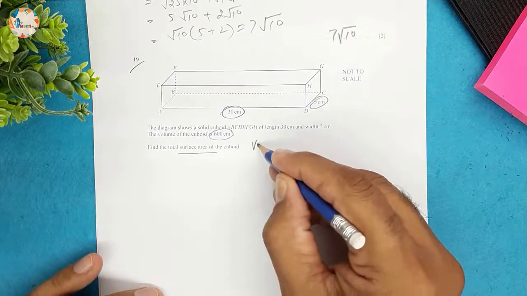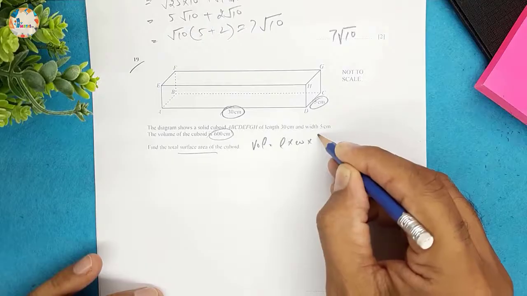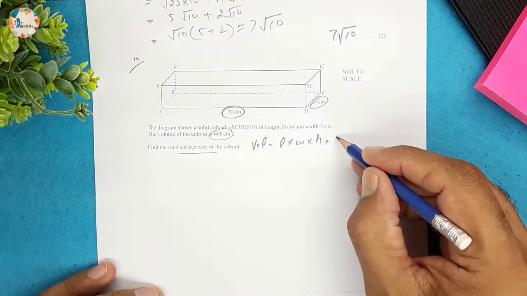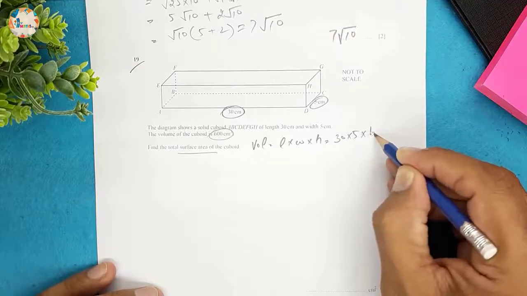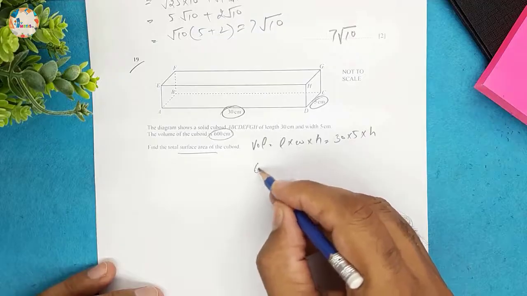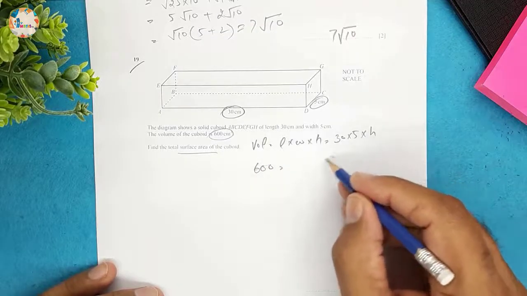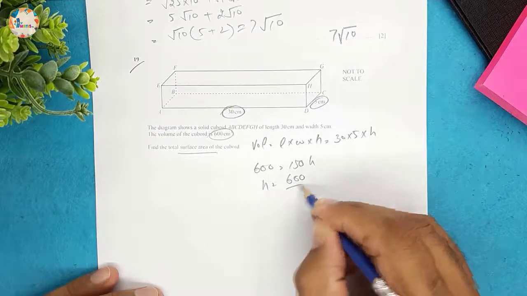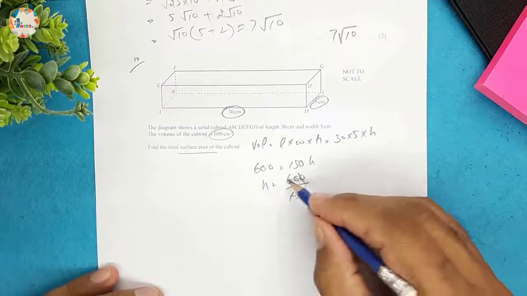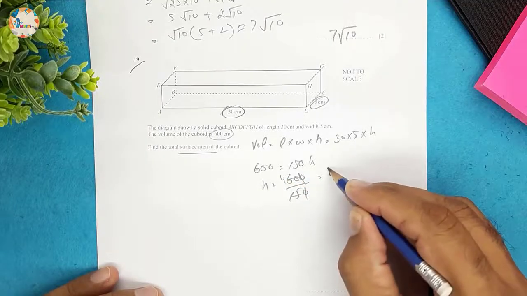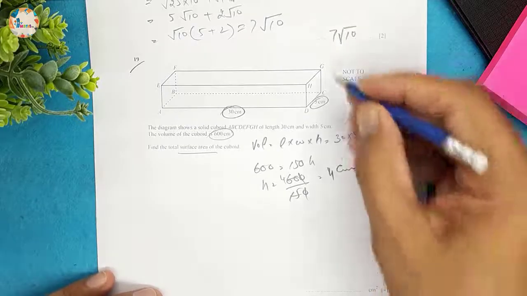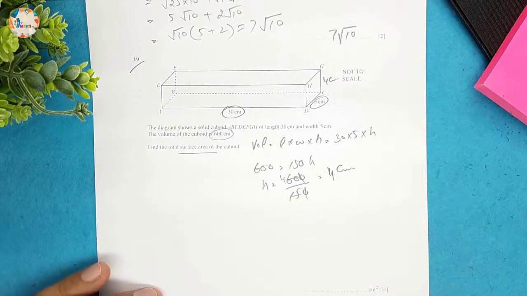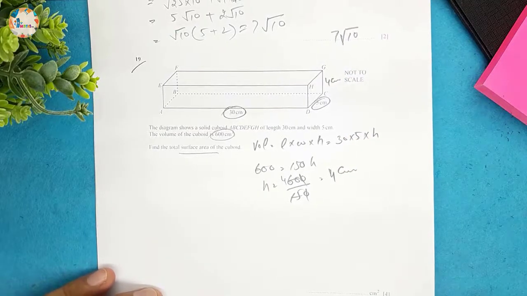We know that volume is equal to length into width into height, so we can write it as 30 into 5 into h. So the volume 600 will be equal to 150h. So h will be equal to 600 divided by 150. So this will be gone, this will be 4. So h is equal to 4 centimeters. So height is equal to 4 centimeters. Now after finding height, we can find the total surface area.